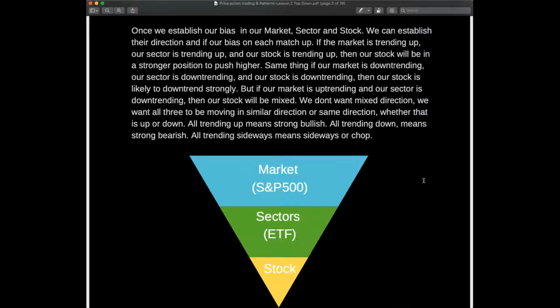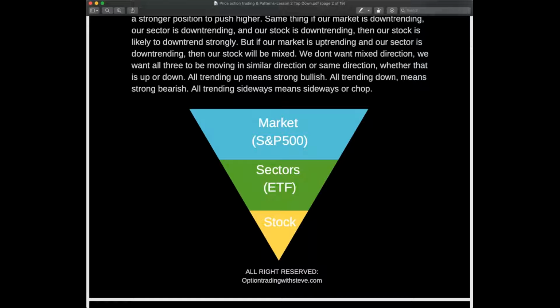So we have this little upside down triangle, and that's the top down analysis. It's a little funnel. First we do the market, then we do the sectors, then we do our stock, and that's how we develop our biases.